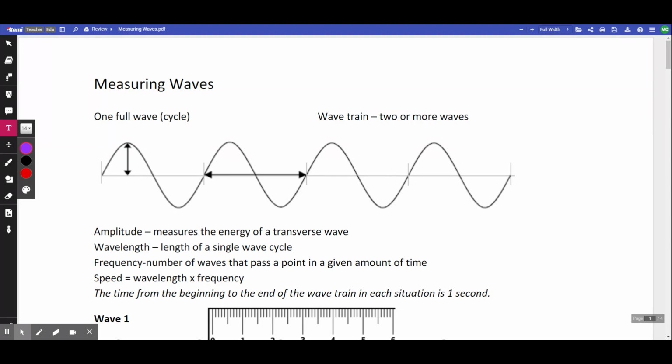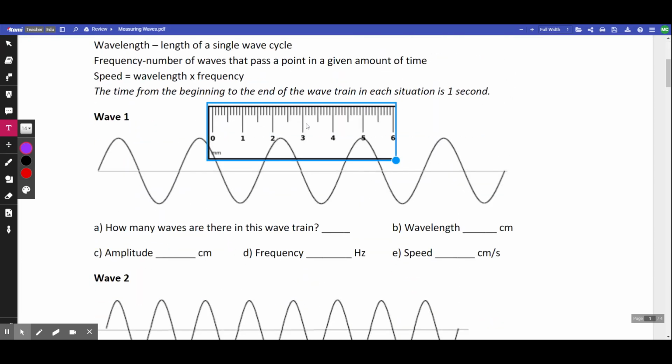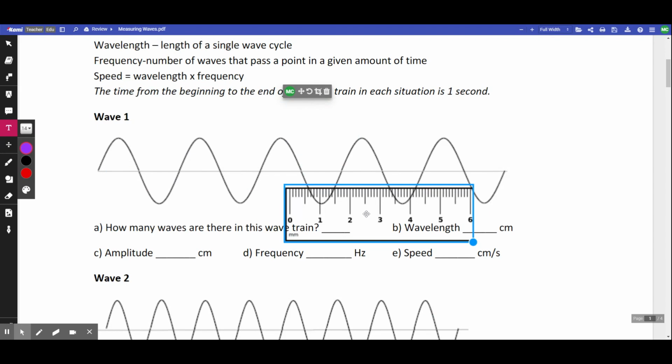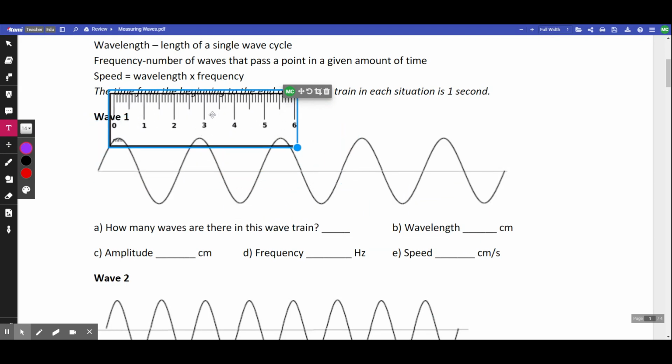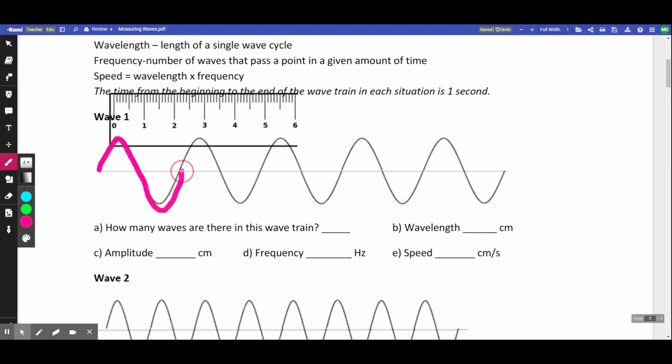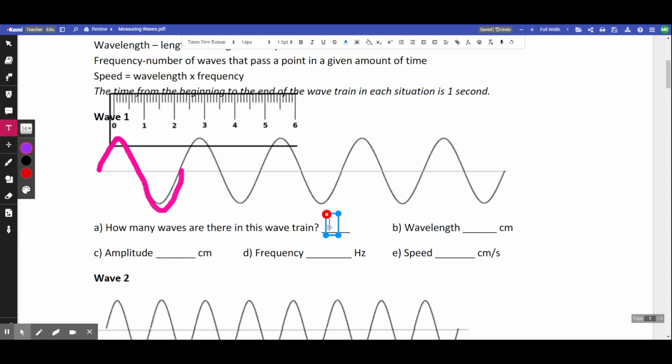Frequency is the number of waves that pass per second. So we're going to assume each wave train on this paper takes 1 second. So we're going to take our little ruler, and you're able to pick it up and move it around. So this first one says, how many waves are there in this train? So we want to count. A wave goes all the way up and all the way down. So that's 1, 2, 3, 4, 5. So we would say that there are 5 waves.